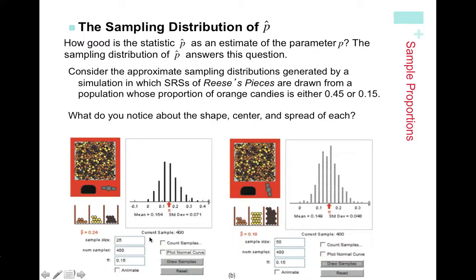Here we are with a population proportion of 0.15 for both of these. Notice again the mean of my sampling distribution is centered at the population's proportion, and when the sample size is 50, we're again centered at the mean. We're using pi instead of p, but our p hat is centered. The average value of them is remaining the same.